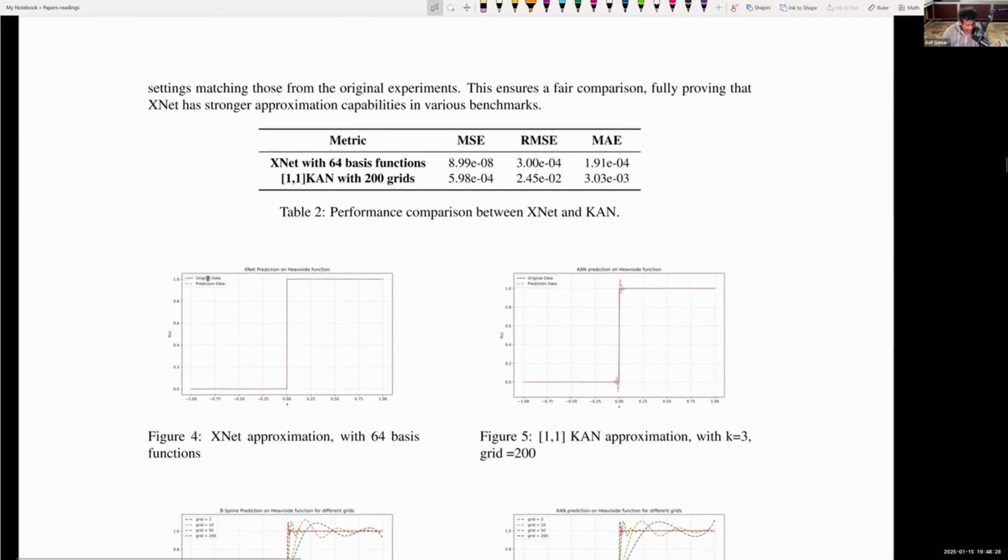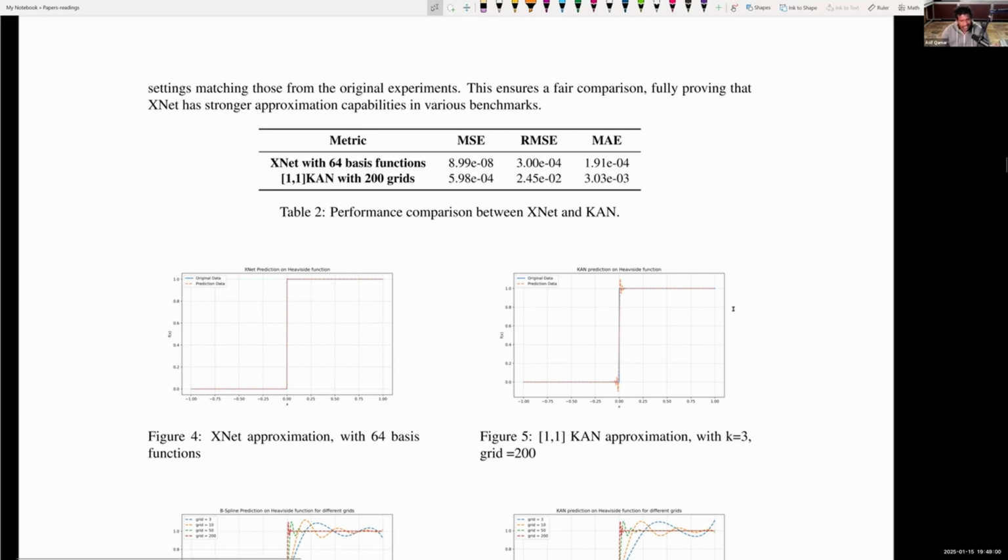You see here, this is the original data and the prediction. It pretty much perfectly matches. It has perfectly approximated, and this was approximated with 64 basis functions. So you can assume there are 64 Cauchy activation function outputs, and they are all a weighted sum of them. Then you are able to perfectly approximate a step function, which is actually a discontinuous function, right? And it still does a very good job.